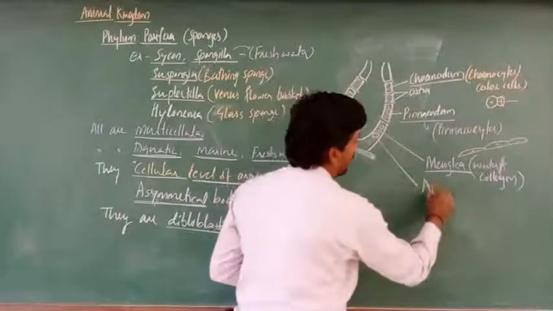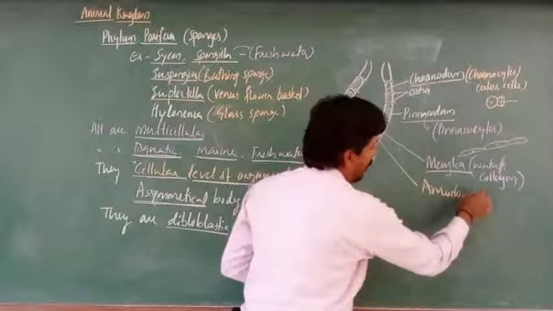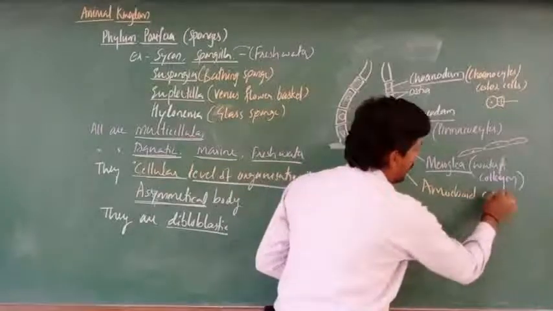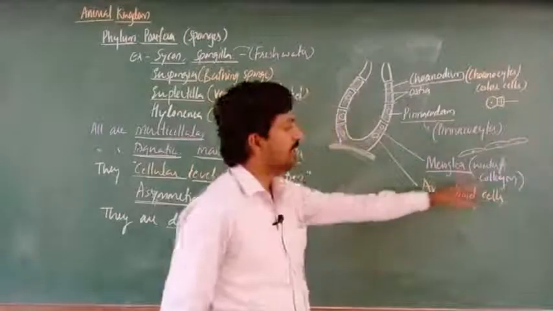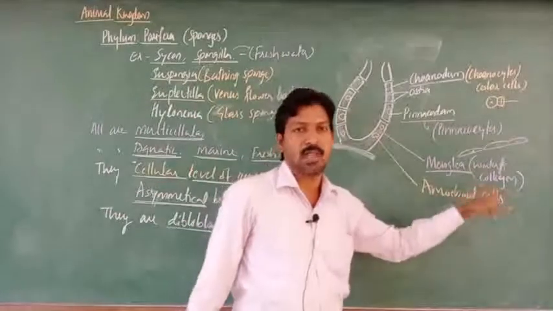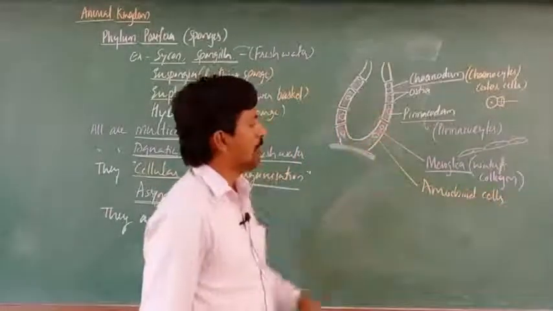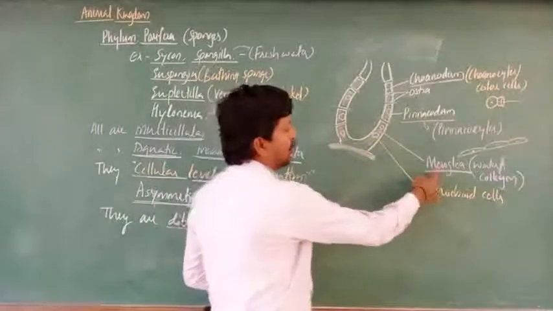They are referred to as amoeboid cells, which may secrete the collagen and form this mesoglea. Yes, mesoglea we called.